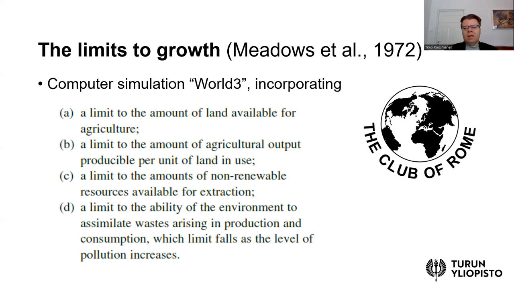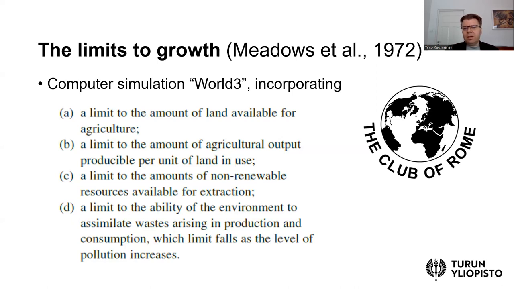And it's good to mention that this kind of limits to growth, noting that the amount of agricultural land is limited, and agricultural output is limited, has a very strong similarity to the argument by Thomas Malthus already in the 18th century. And similarly, this Club of Rome report provided quite a dismal prediction that we are heading towards a catastrophe.